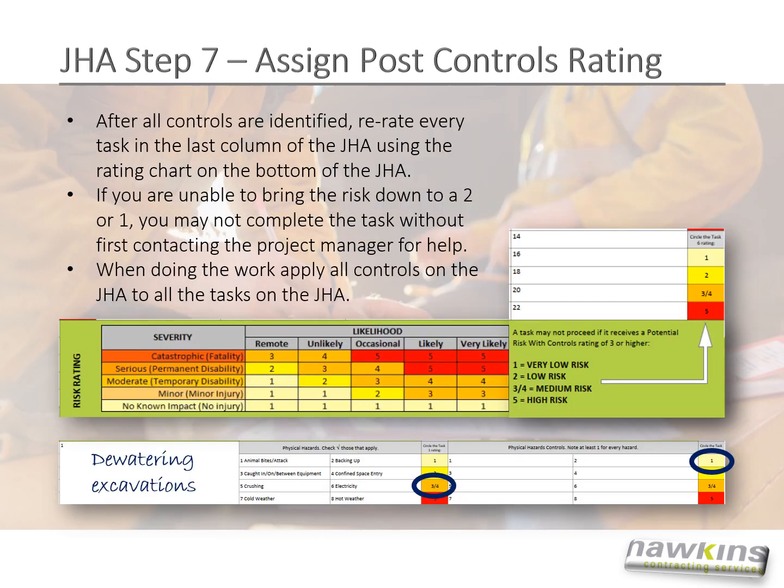JHA Step 7. Assign post controls rating. After all controls are identified, re-rate every task in the last column of the JHA using the rating chart on the bottom of the JHA. If you are unable to bring the risk down to a 2 or 1, you may not complete the task without first contacting the project manager for help. When doing the work, apply all controls on the JHA to all tasks on the JHA.